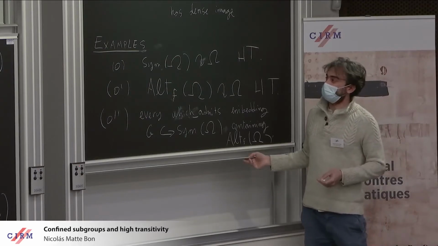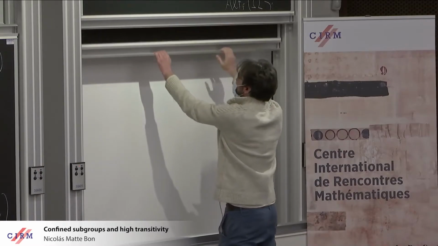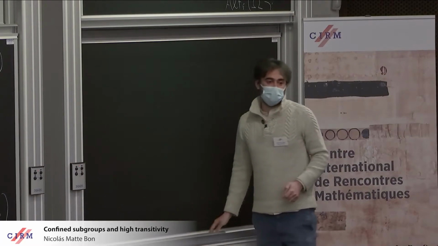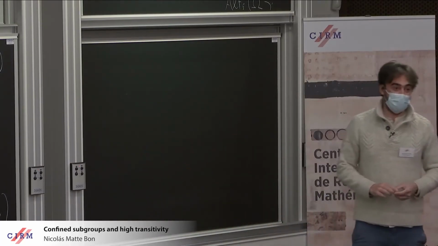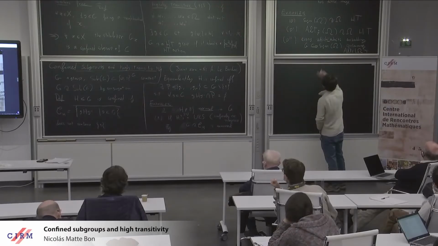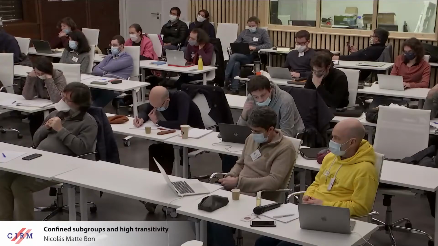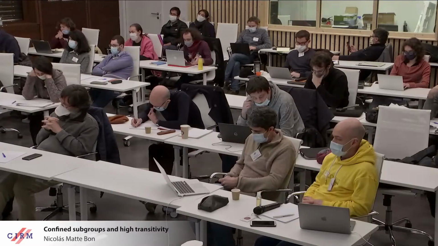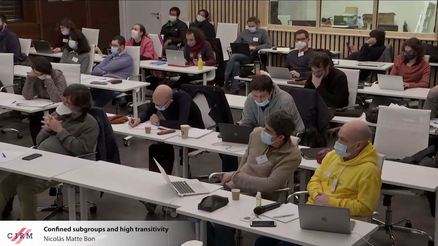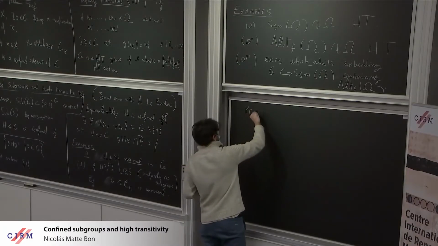And why do I call these somewhat trivial examples? Because they're not really trivial, but this class of examples is very, very well understood. First of all, if G is like that, it contains a normal subgroup which is isomorphic to a finitary alternating group. This is a very restrictive algebraic condition. And so by the way, let me write a definition.